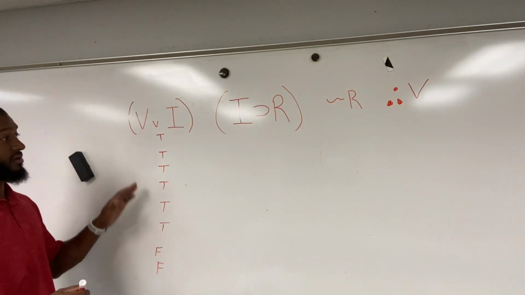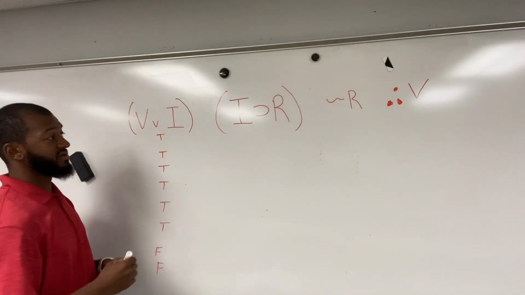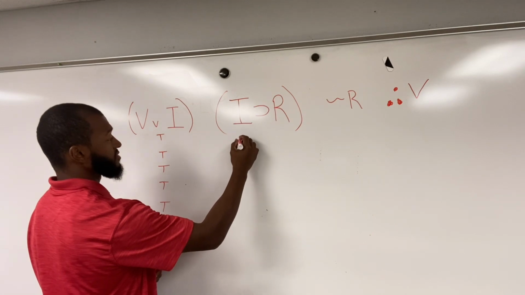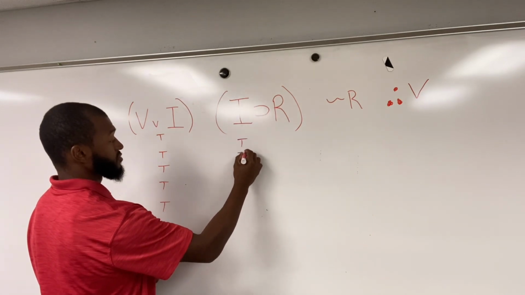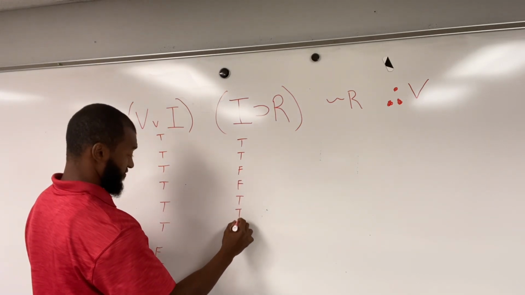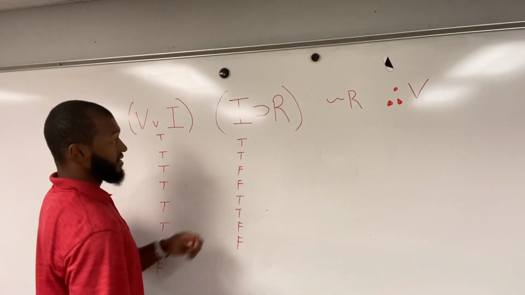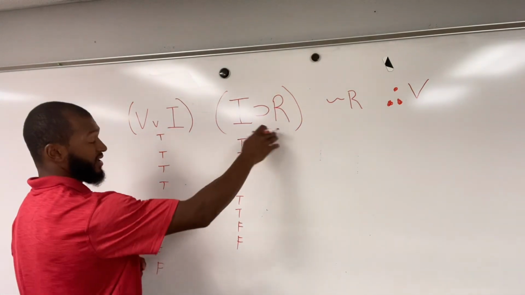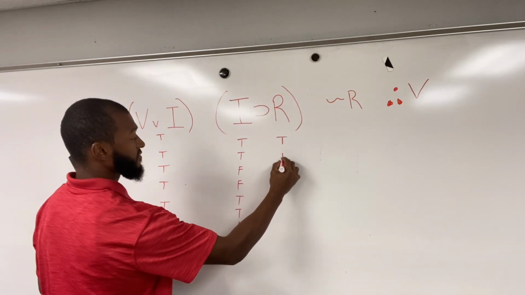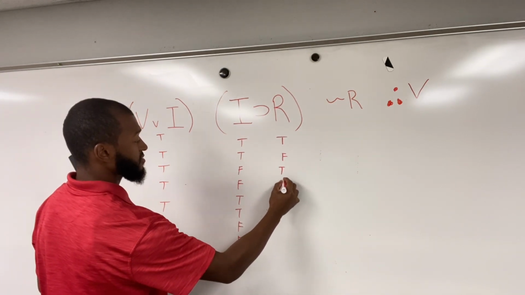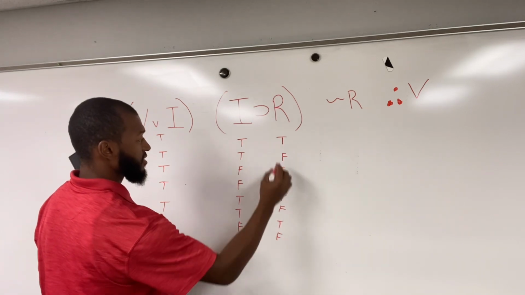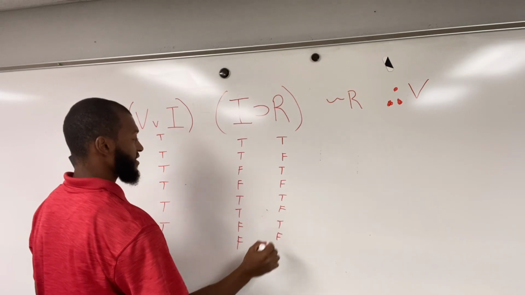Done with that one. Move over to my next parentheses. I just did what I did with the R here, and those are true, true, false, false, true, true, false, false. This was the new proposition, the one I didn't add to yet. So that's true, false all the way down. 1, 2, 3, 4, 5, 6, 7, 8.